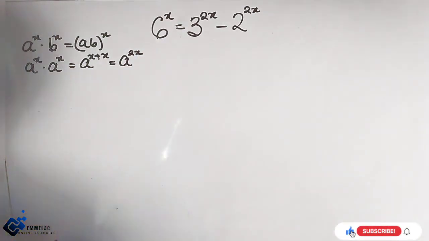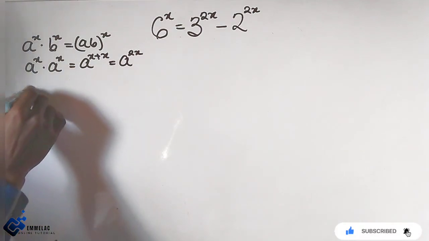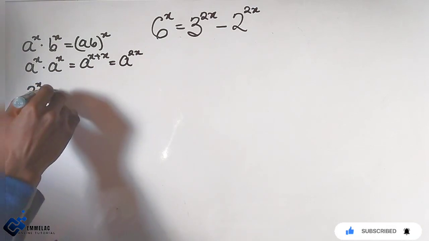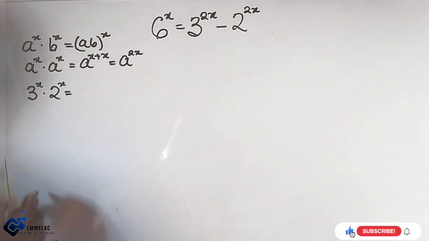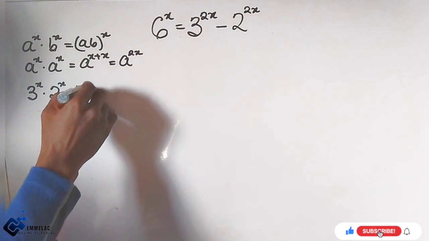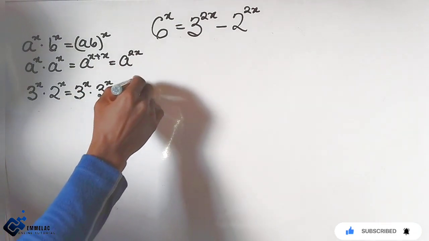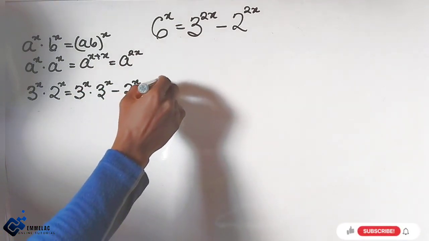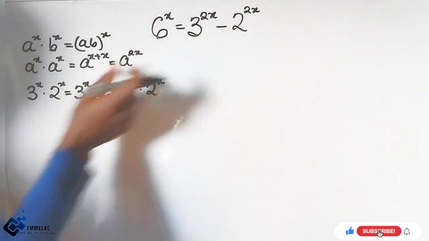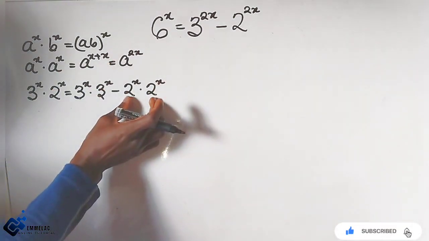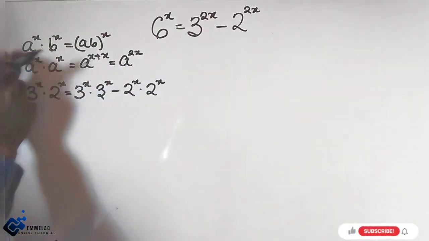Let us split this into two factors. So here we have 3 raised to the power x times 2 raised to the power x equals 3 raised to the power of x times 3 raised to the power of x, minus 2 raised to the power of x times 2 raised to the power of x. When we multiply, each of these follows the law we just recalled.